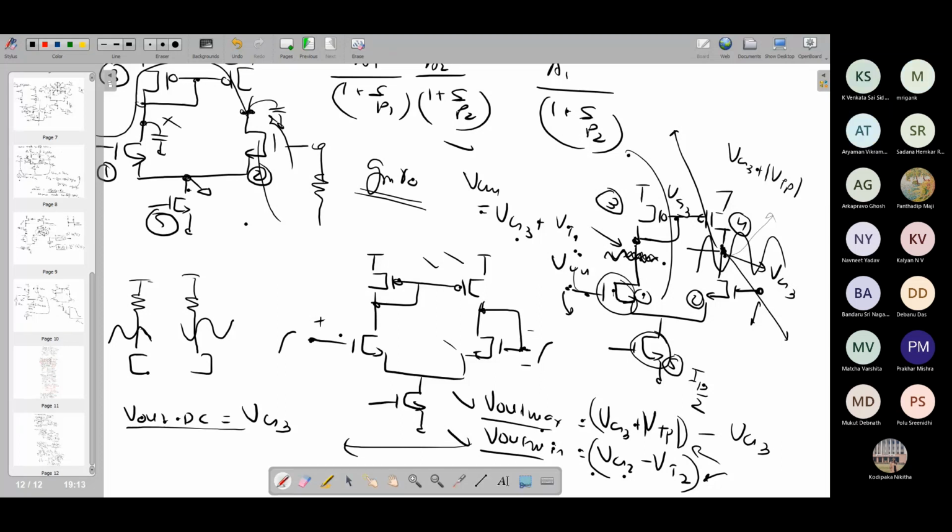Yes, sir. So then to get maximum swing, we should try and match VG3 and VG2, right? No, that is not it. For maximum swing, you will try to get the midpoint of these two equal to VG3. So for that you will get the value. Okay.